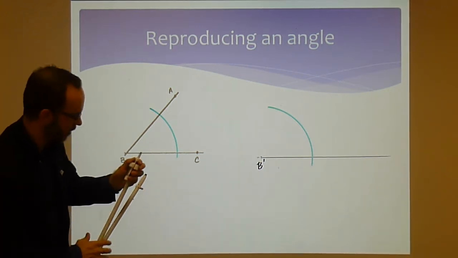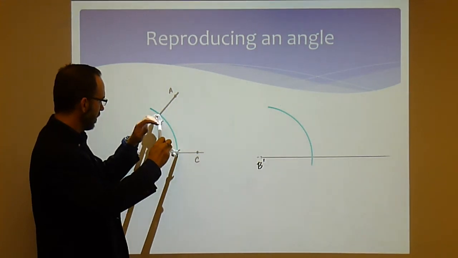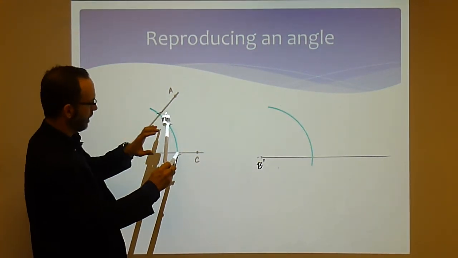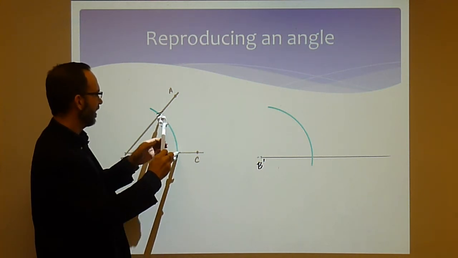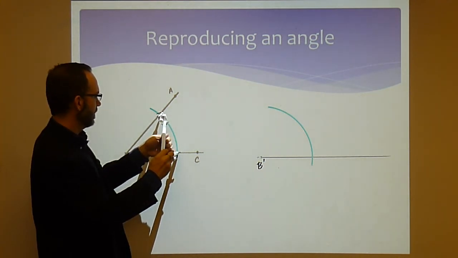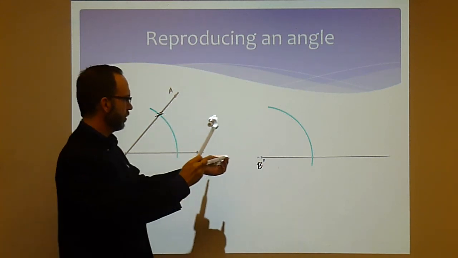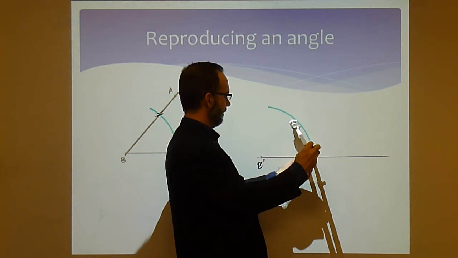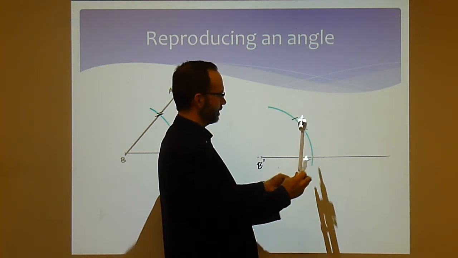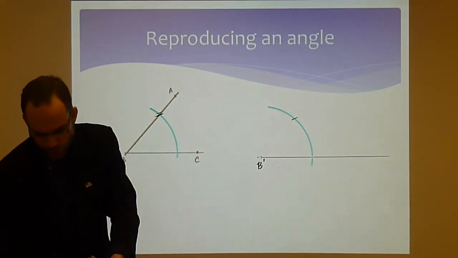So let me see if I can do this with the real compass here. I'm going to put the spike there. Oh, see that's a little high? So I'm going to come in a little bit. It's a little low. This is not a good tool. Right there maybe? Okay, now reproduce it over here. Like that. Now draw your line.